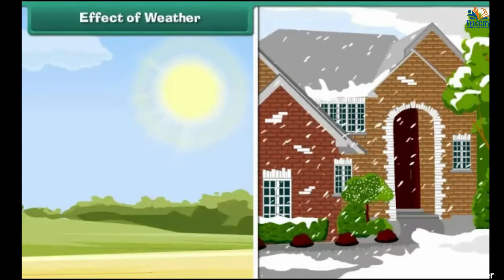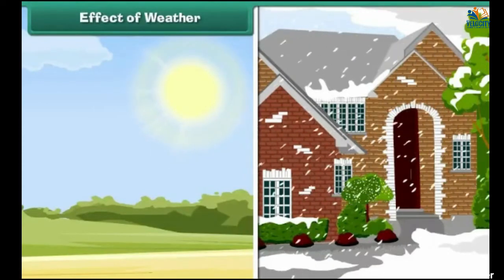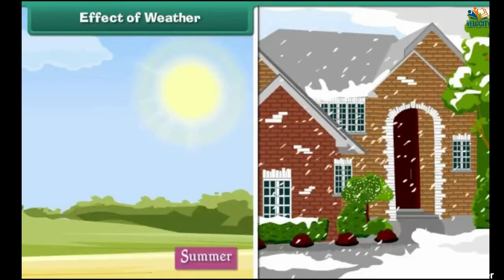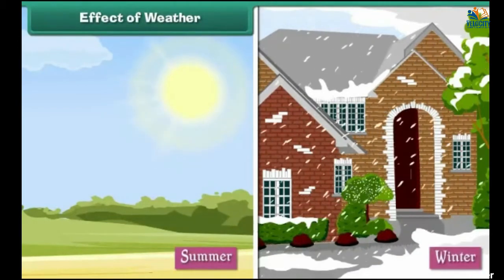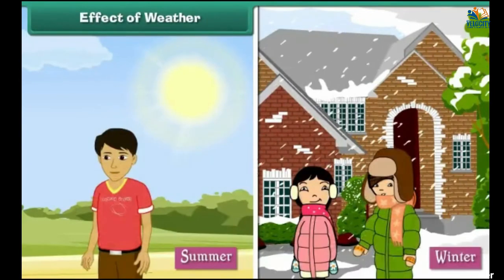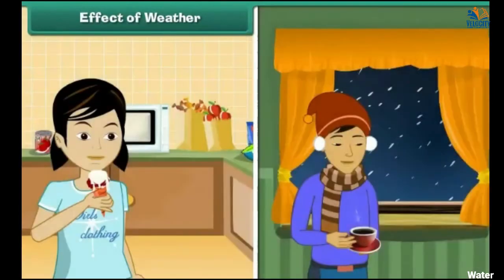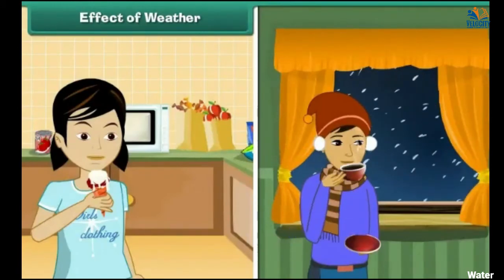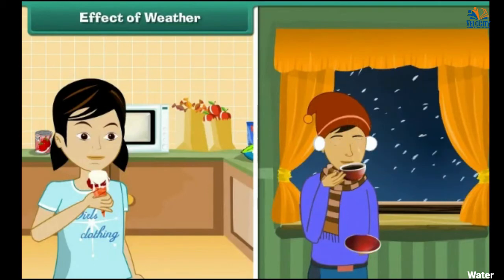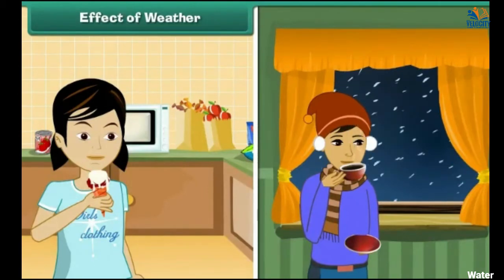Effect of weather. Weather affects us in many ways. For example, we wear clothes according to the prevailing weather conditions. We wear cotton in summers, woolens in winters. The food that we eat also changes according to weather. We prefer to eat cold things in summers and hot things in winters.